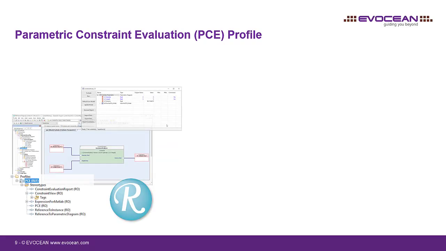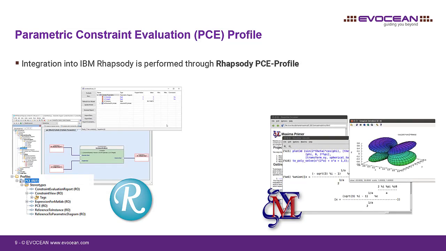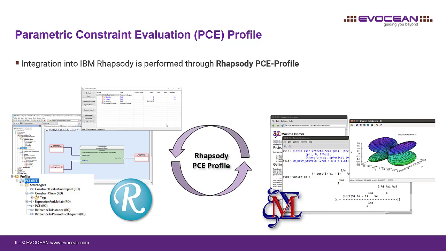The linkage, the integration between IBM Rhapsody and Maxima is realized via the Rhapsody Parametric Constraint Evaluation Profile, PCE in short, which can be simply added to the Rhapsody model. With this, we can feed our SysML model with values, and the tool calculates the results. These results can be fed back into the Rhapsody model to serve as a basis for further calculations. I will show you this in a demo in a minute.